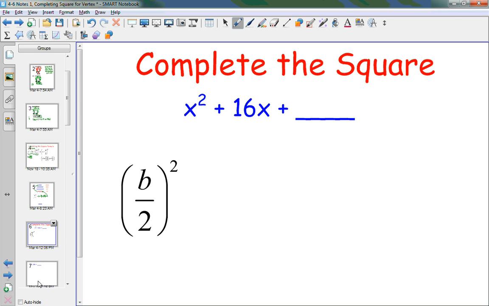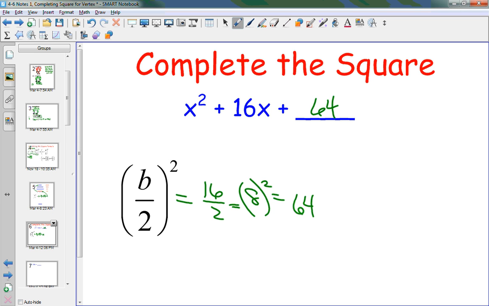So what are we going to use? We're going to take our b and we're going to divide it by 2 and square. So what's b in this case? 16. Divided by 2 gives me? 8. 8 squared gives me? 64. 64 is what goes here.